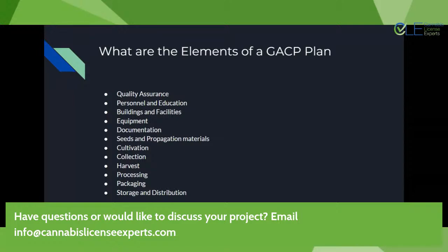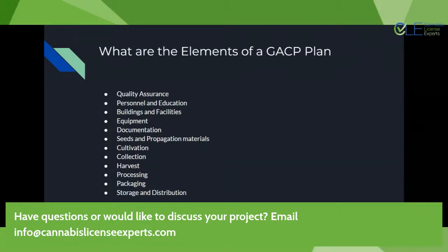So the elements of a GACP plan, sorry, I have lots of acronyms coming at us. Quality assurance, number one. Then we are also looking at how you are training and educating your personnel, how you're maintaining your buildings and facilities, your equipment, are you validating it, and how is it being maintained throughout the process, your documentation. Biggest thing with GACP and GMP, if it's not written down, it didn't happen.